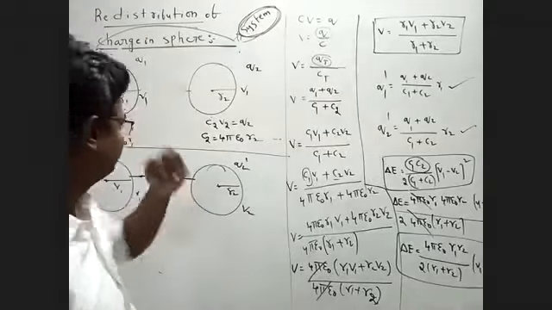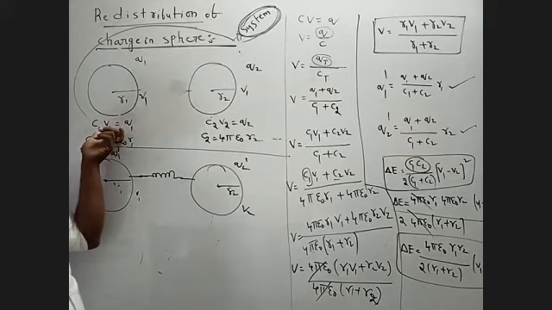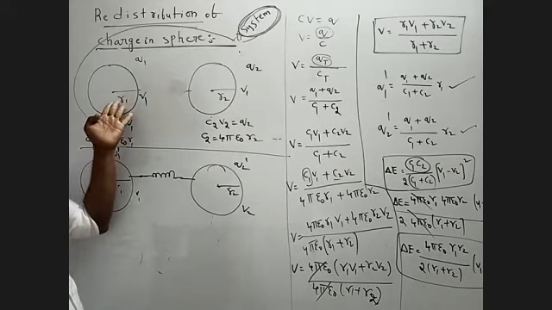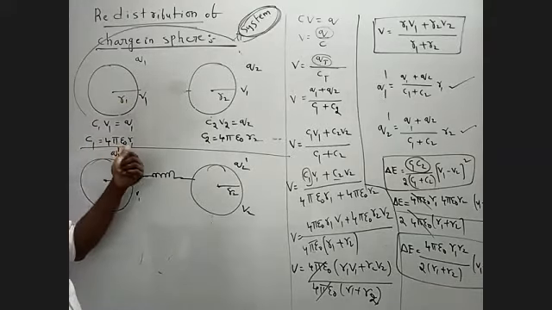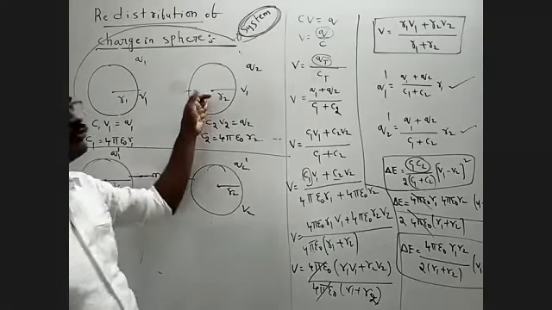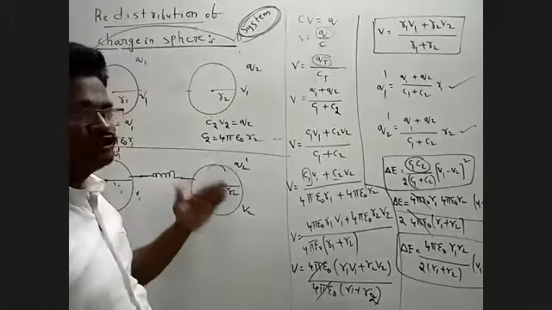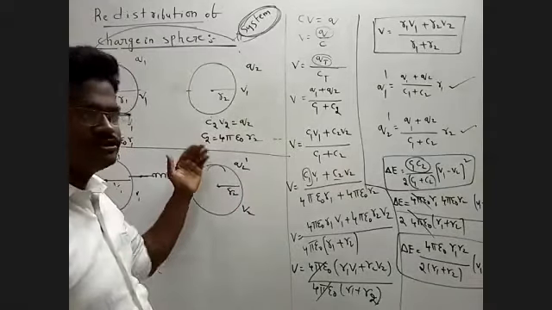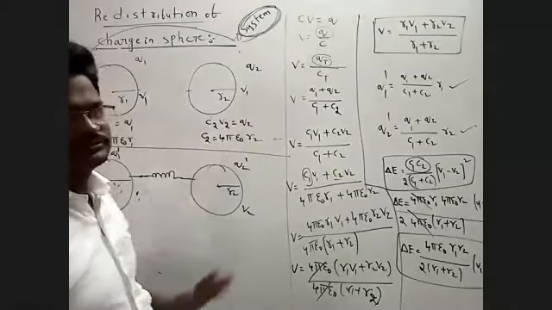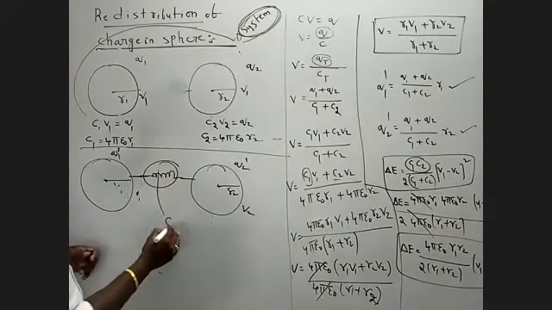We know very well that CV is equal to Q. For an isolated sphere, the capacitance formula is C is equal to 4 pi epsilon naught R. This is what we call the isolated capacitance. Now, this is a connecting wire.